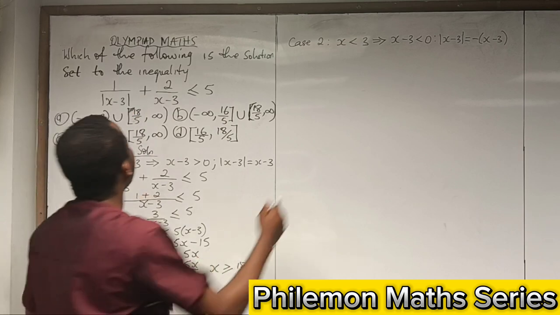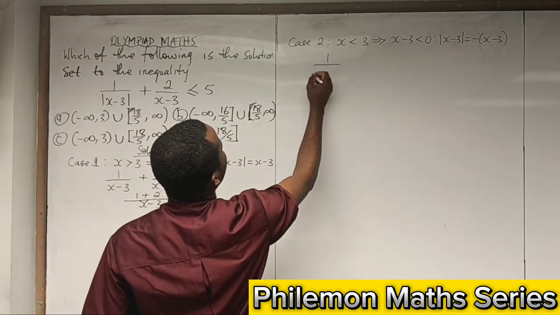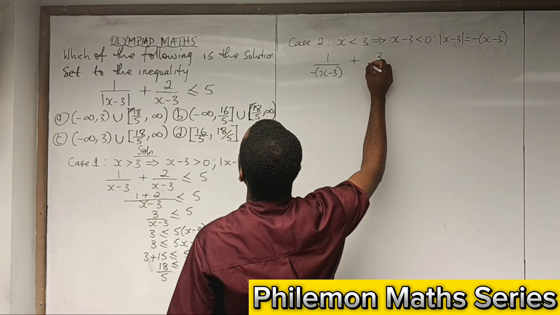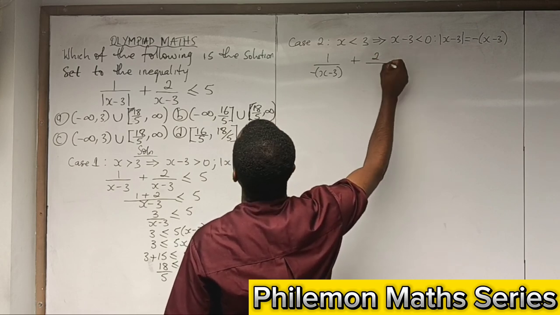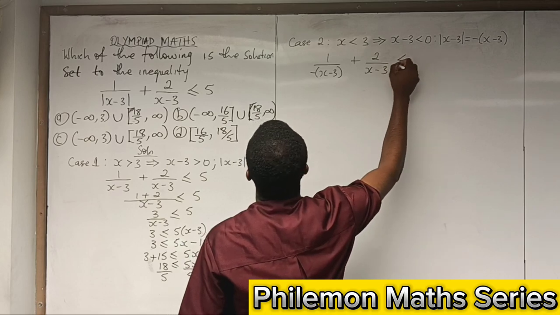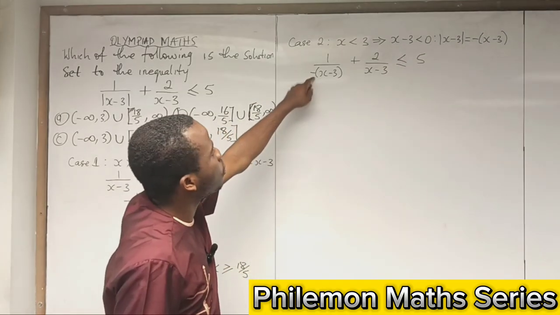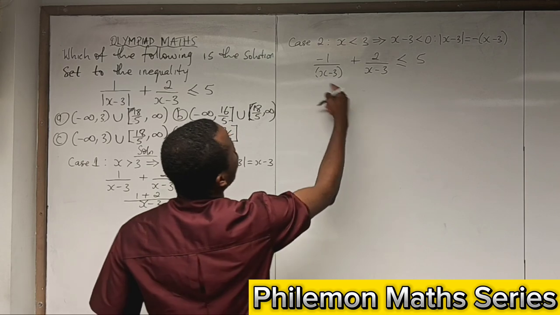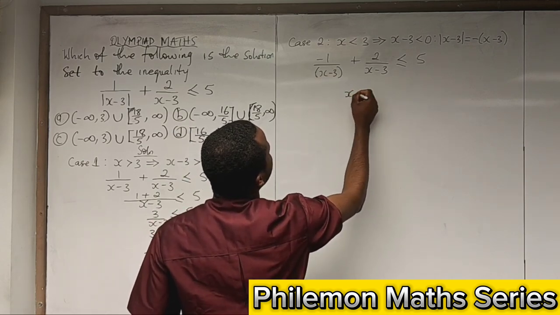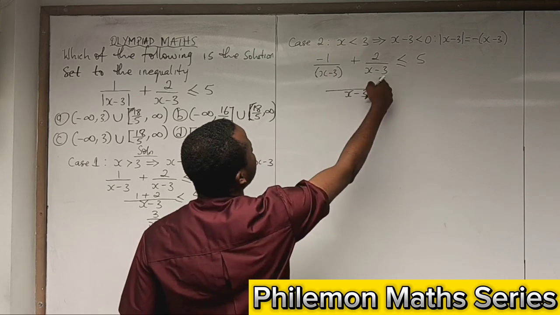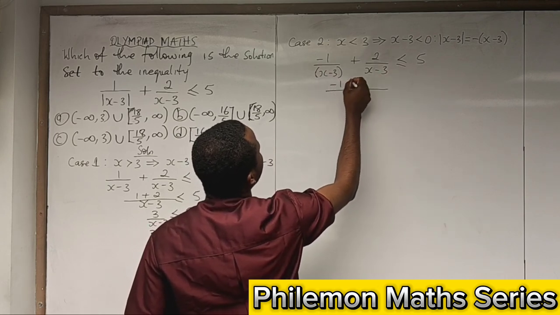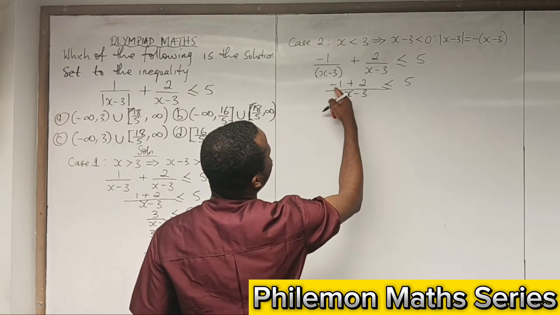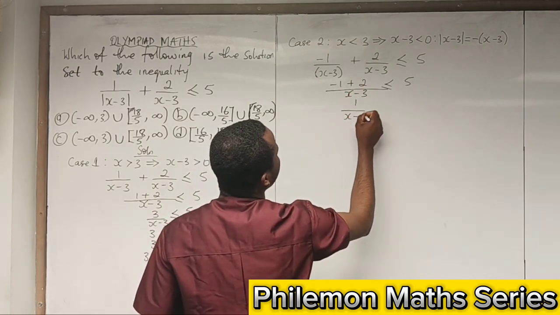So let's substitute it here. We'll have 1 over minus (x minus 3) plus 2 over x minus 3 less than or equal to 5. This minus, whether it's at the numerator or denominator, is the same. So the LCM remains x minus 3. Since the denominators are the same, we add the numerators. This is minus 1 plus 2, which is 1 over x minus 3, less than or equal to 5.